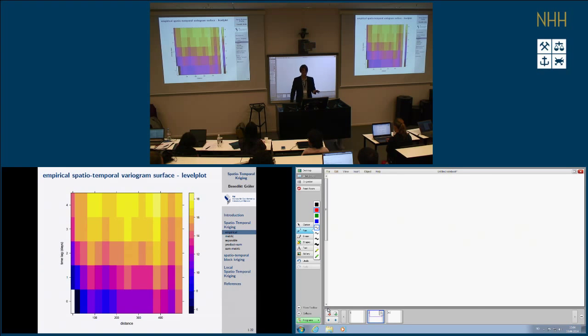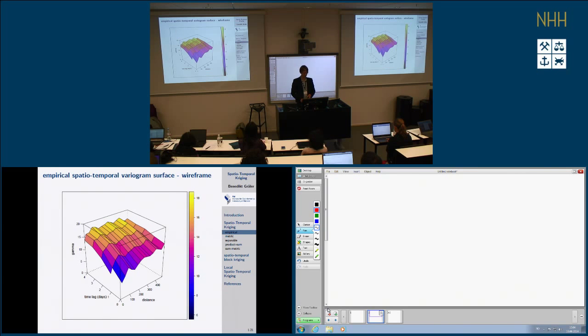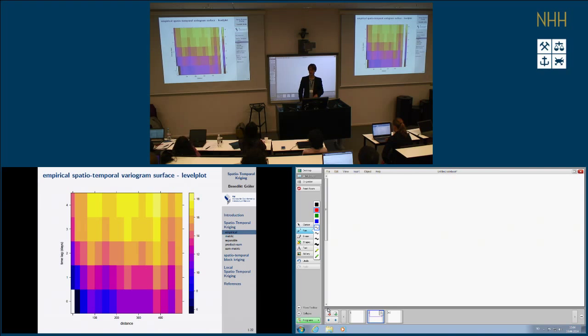A different way to plot this is this heat map where you see very low values, dark bluish colors down here, and going up into the bright yellow colors for high values up here. So it's just a matter of taste what you prefer to look at in your data, if you like this wireframe, three-dimensional thing, or if you just say, I stay in the plane, a two-dimensional level plot.